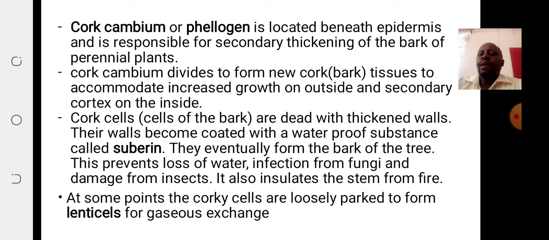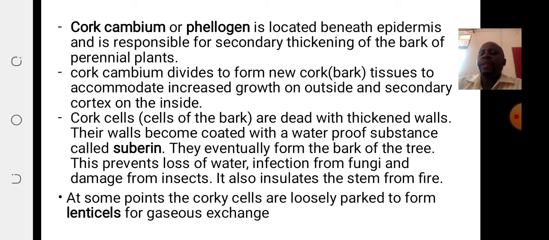So how does that occur? Cells in the cork cambium divide to form new cork or bark tissues. This will accommodate the increased growth on the outside and the secondary cortex on the inside. Cork cells, or cells of the bark, are dead and have thickened walls. Their walls become coated with a waterproof substance called suberin. They eventually form the bark of the tree.